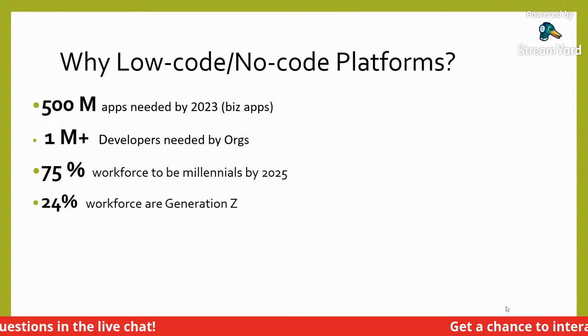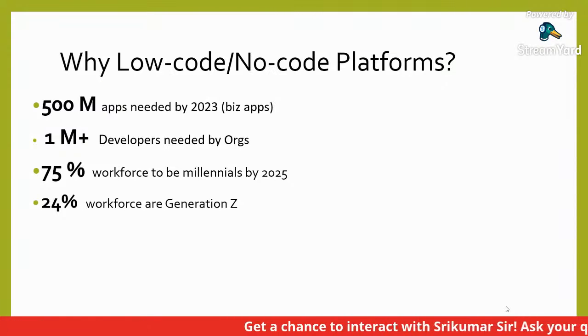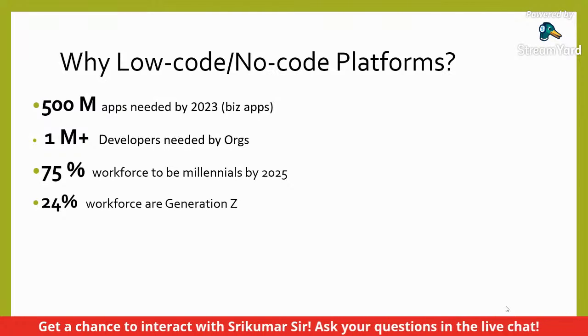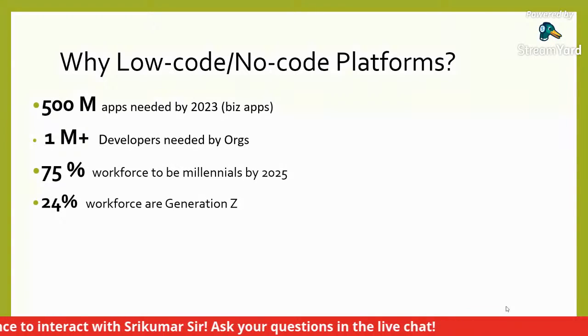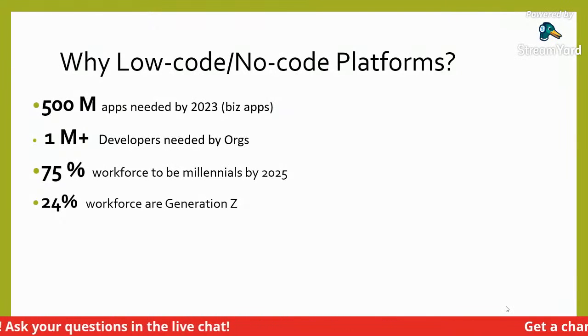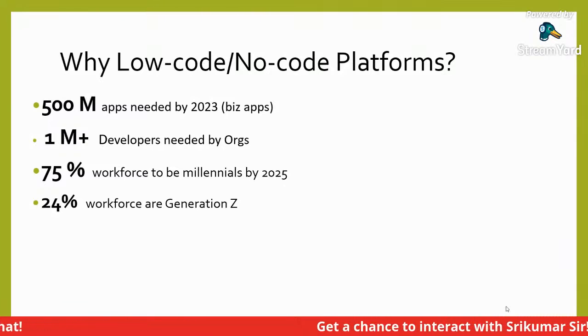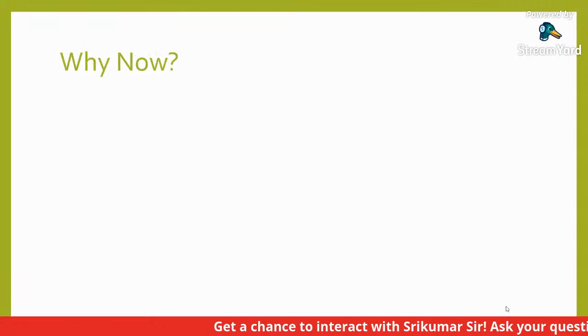So you've got the power to change the world. Many of you may be computer science students, but if you are a mechanical engineer or a civil engineer or a diploma engineer or not even an engineer, all you need is to know how to write Excel formulas and PowerPoint. You can build the next set of these 500 million applications. That's the opportunity. Why now?